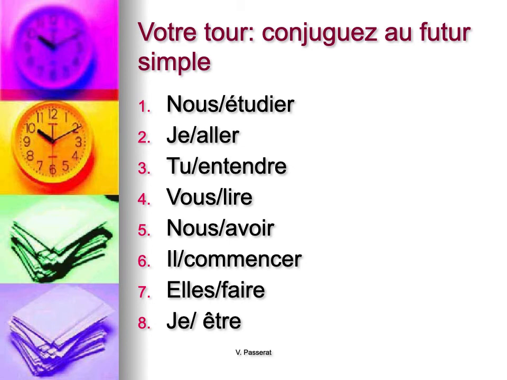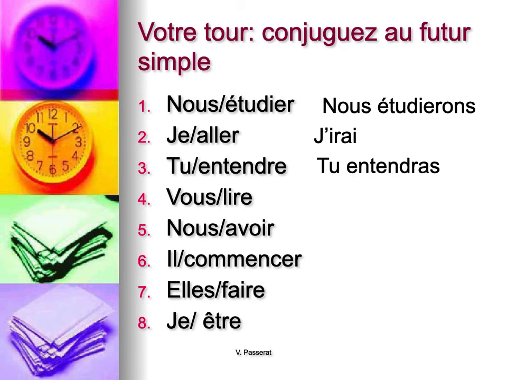So for nous and étudier, we have nous étudierons. For je and aller, we have j'irai. Did you recognize that aller is an irregular? And for tu and entendre, I hope you took off that final E because it ends in an E, and then you'll get tu entendras. And for vous and lire, did you do something to lire? Hopefully you took off that final E before you got vous lirez.